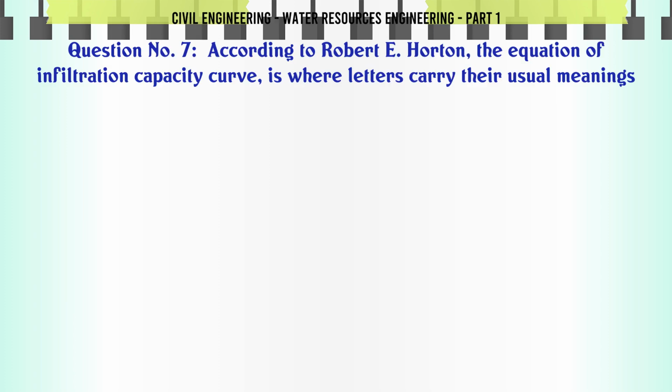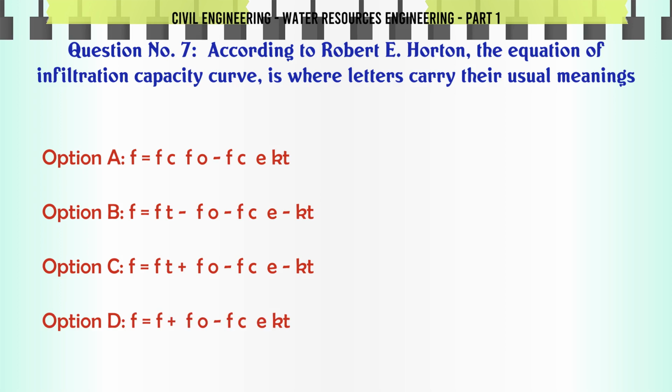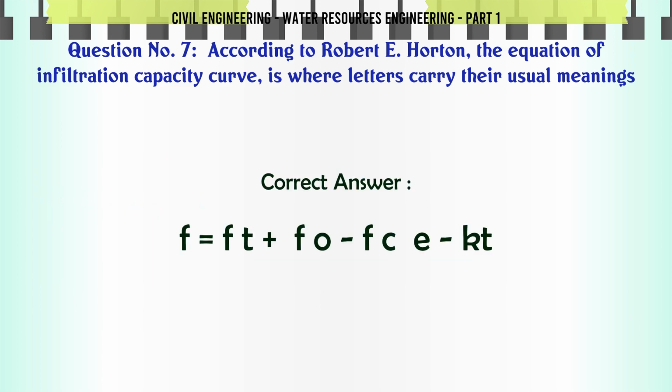According to Robert E. Horton, the equation of infiltration capacity curve is, where letters carry their usual meanings: A. F is equal to FCFO, FCE. B. F is equal to FT, FO, FCE, KT. C. F is equal to FT plus FO, FCE, KT. D. F is equal to F plus FO, FCE, KT. The correct answer is F is equal to FT plus FO, FCE, KT.